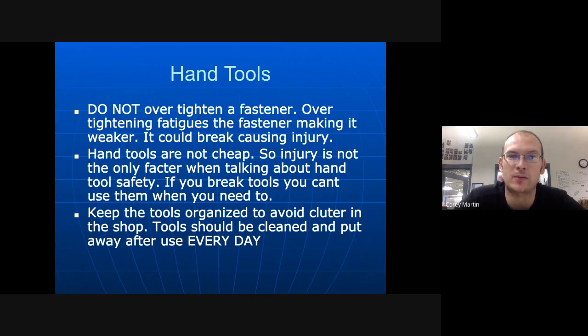Okay, so hand tools are not cheap. Injury is not the only factor when talking about hand tool safety. If you break tools, you can't use them when you need them. Keep tools organized to avoid clutter in the shop. Tools should be clean and put away every day.